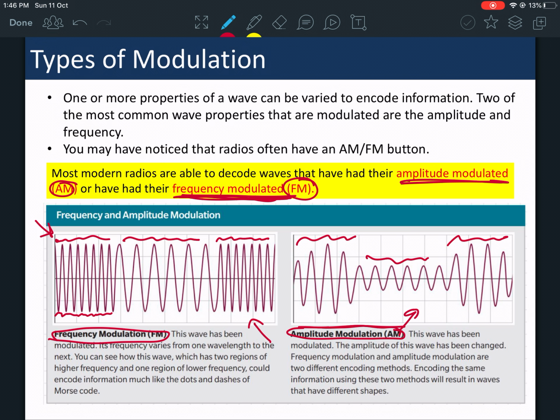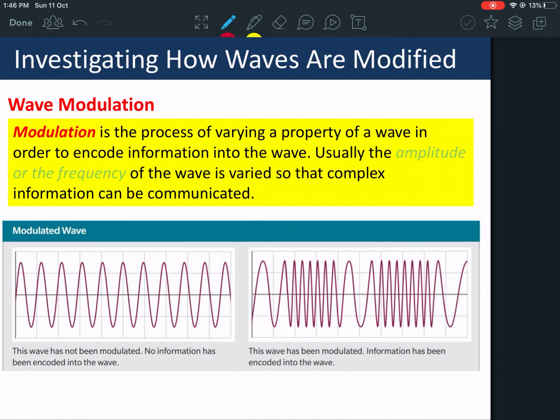This is frequency modulation, where the frequency changes. So these are two types of modulation that we know as AM and FM, amplitude and frequency modulation. So that is what you had to know for today.